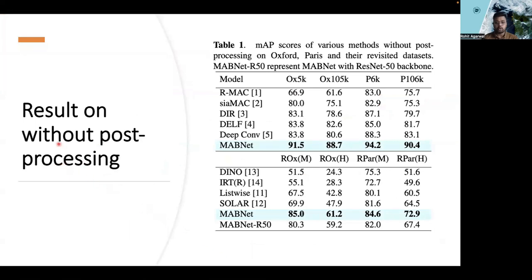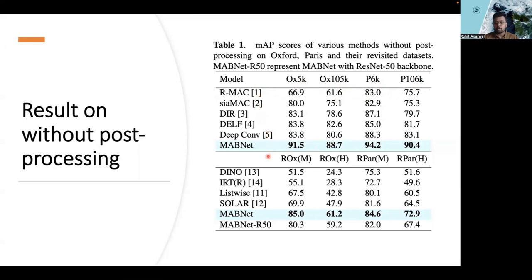MabNet, when compared on without post-processing techniques, outperforms all the other models on Oxford and Paris datasets. The Oxford dataset is further divided into two more datasets, where the smaller dataset has 5K images and the bigger dataset has 105K images. Similarly, Paris has 6K images and 106K images. MabNet outperforms on all of these datasets compared to relevant methods.